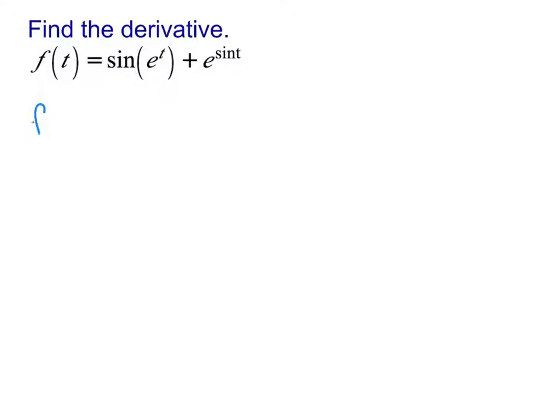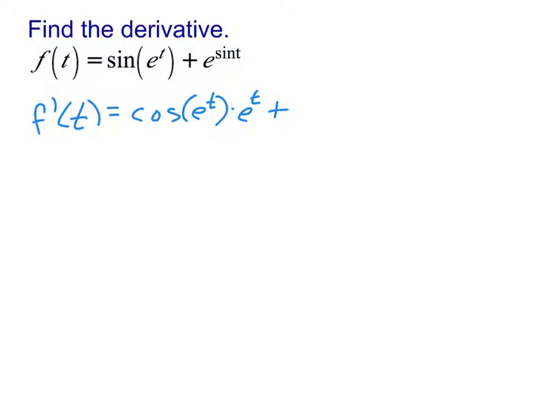All right, so to find f prime of t for this one, I'm first going to do the derivative of sine of e to the t. For that part, I first do the derivative of the outer function, which is the derivative of sine. Derivative of sine is cosine. So that's going to be cosine of e to the t, because we just leave whatever was inside, and then I multiply it by the derivative of the inside. That's the derivative of e to the t, which is e to the t. It's its own derivative there. And then we hit our plus.